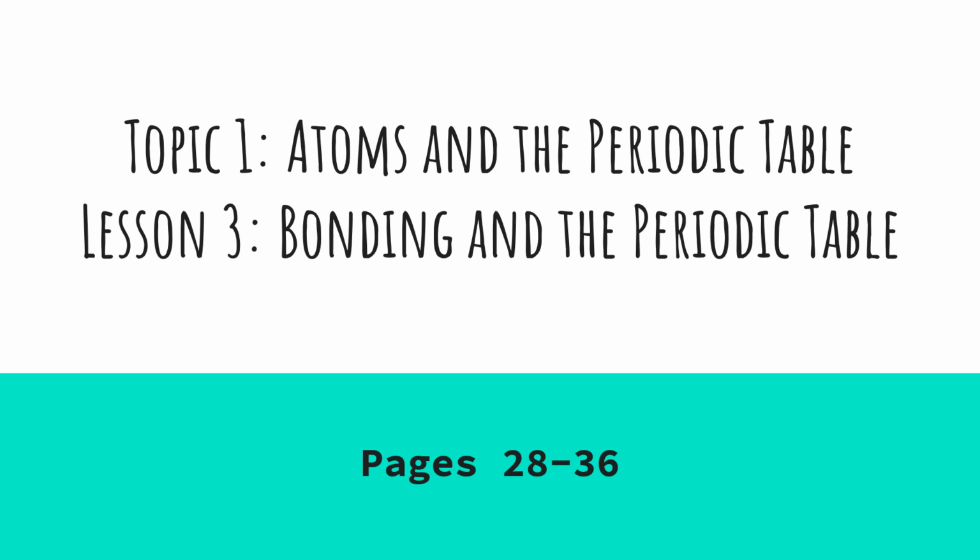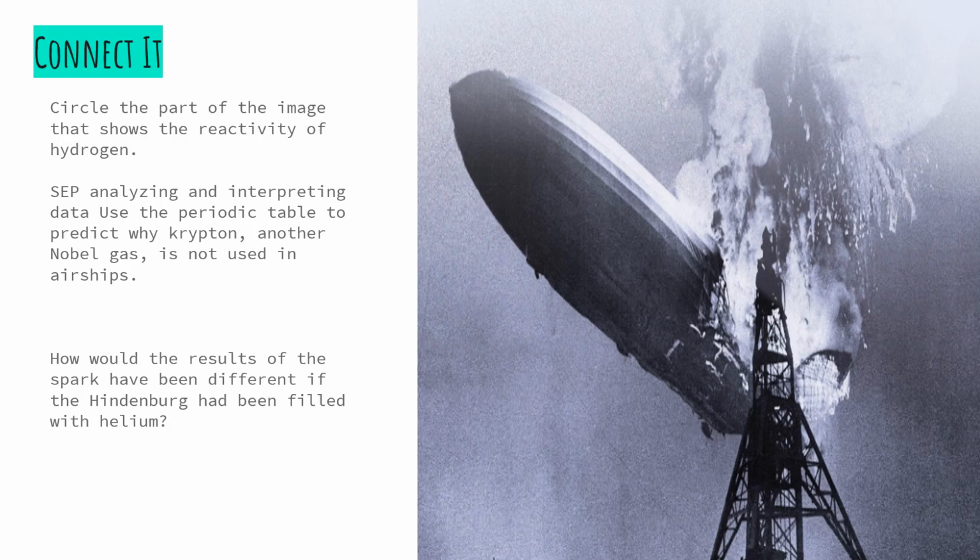All right, today we're going to continue with topic 1, atoms in the periodic table, lesson 3, bonding and the periodic table, found on pages 28 to 36 in your textbook. All right, as usual, I'm going to start with the connected.